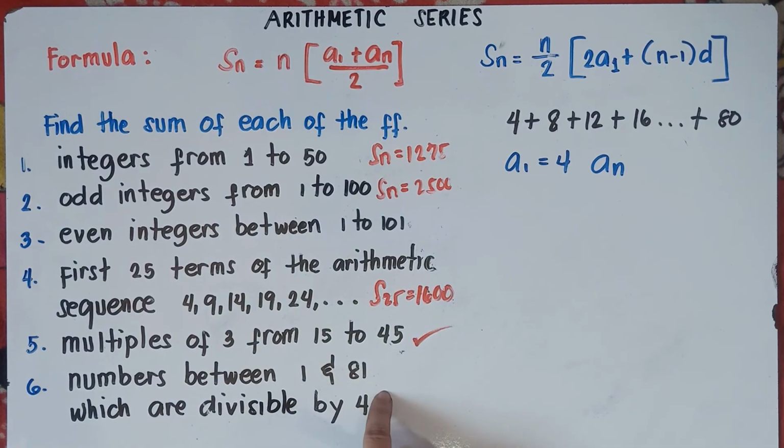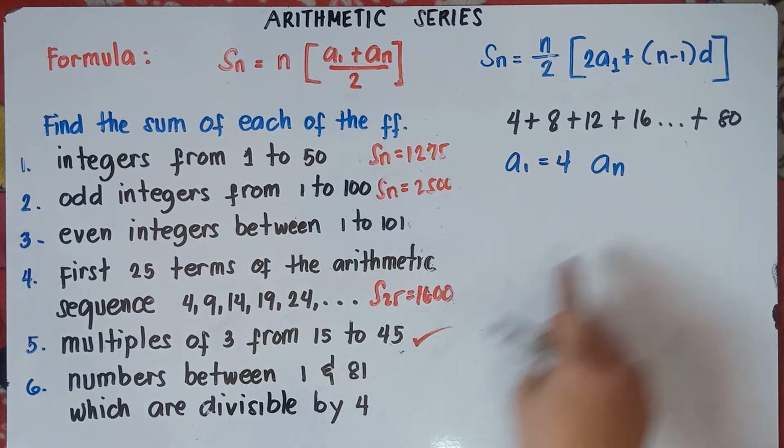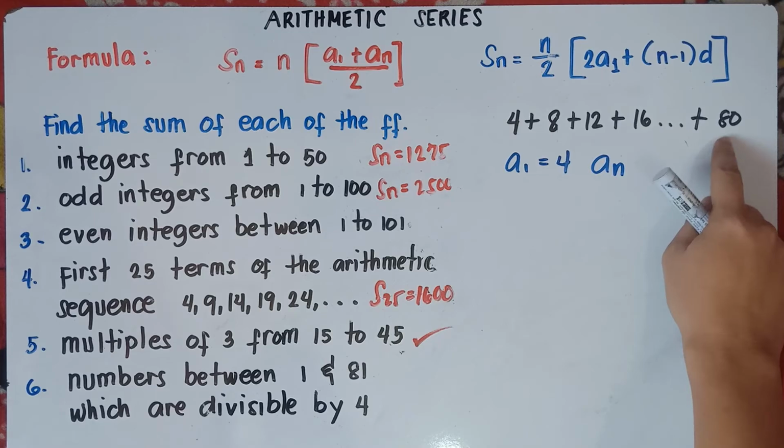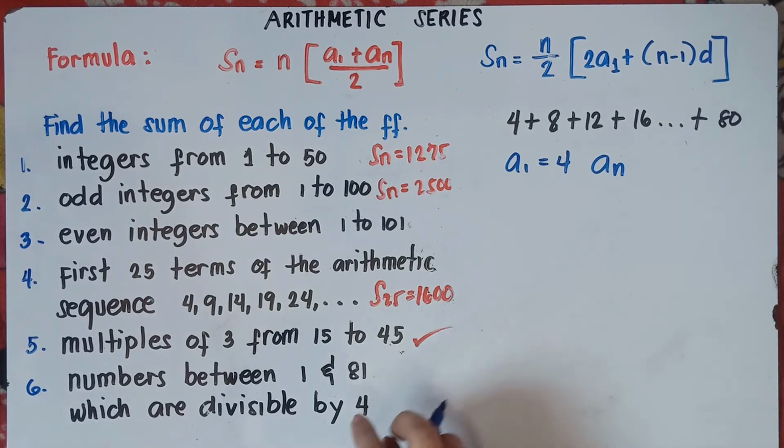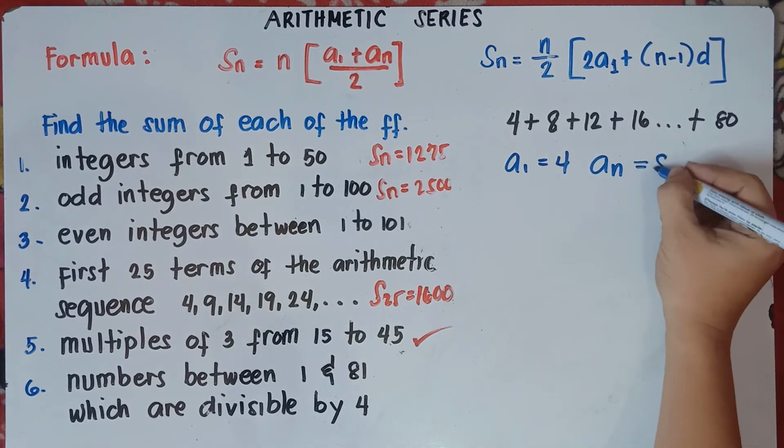Between 1 and 81, we have the last term. It's not 81, it's 80. The last term is 80, because 80 is divisible by 4. So the last term is 80.